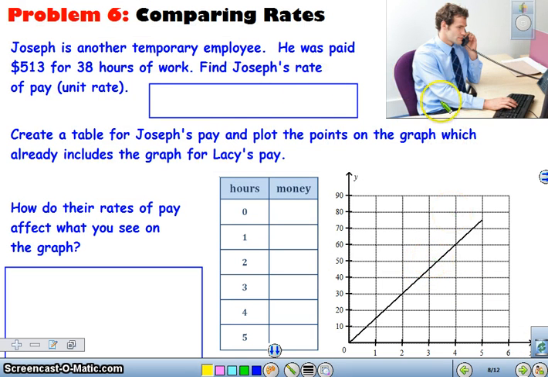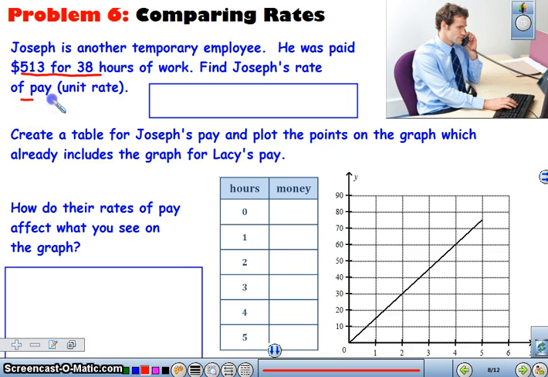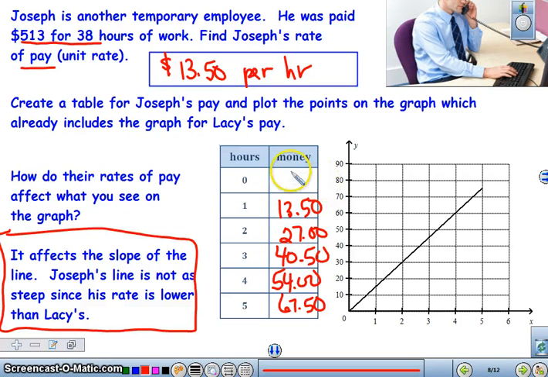On the top of the next page, we are now asked to compare our rates. It says Joseph earns as a temporary employee. He's paid $5.13 for 38. Find his unit rate. So I'm going to pause the video and have you do that. Find the unit rate. Then we're going to fill in the table. So pause this and do this on your own. Try it. At this point, you should have found $13.50. How do we put that in our table? 0, 0, 1, $13.50. And we're going to graph each of these.